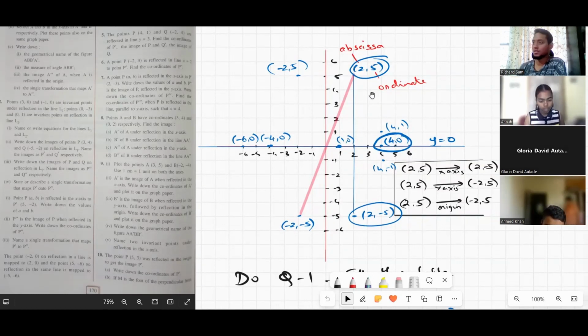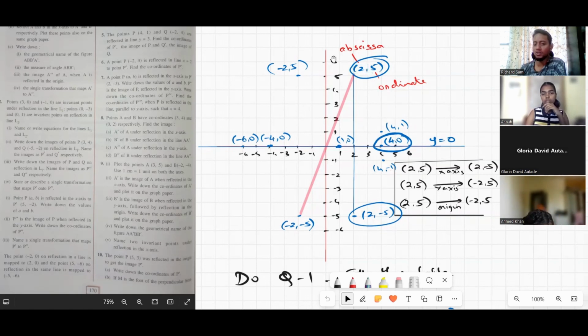So in the last class, what we saw was we were reflecting a point on three different planes or lines. First, it was on the x-axis. We reflected a point on the x-axis, like for example, 2, 5. When reflected on the x-axis, the y coordinate changed, right? And it became 2, minus 5.